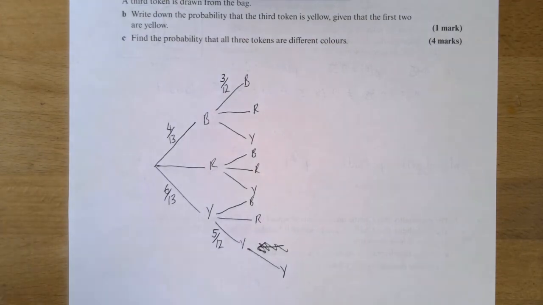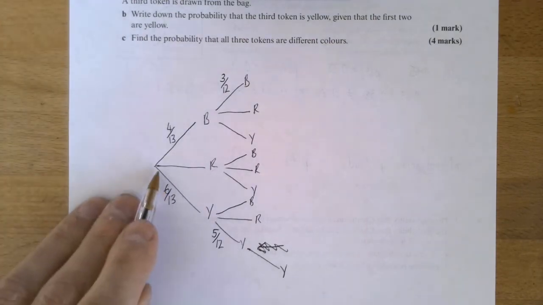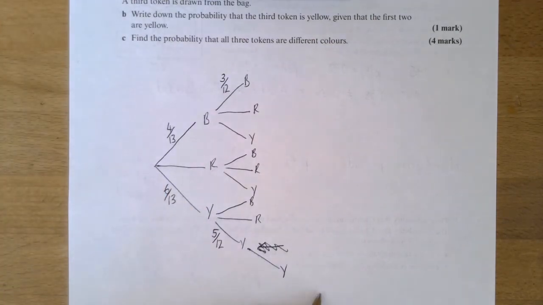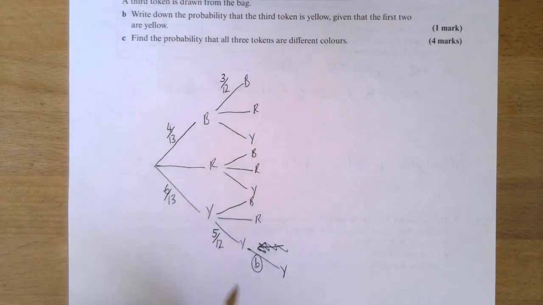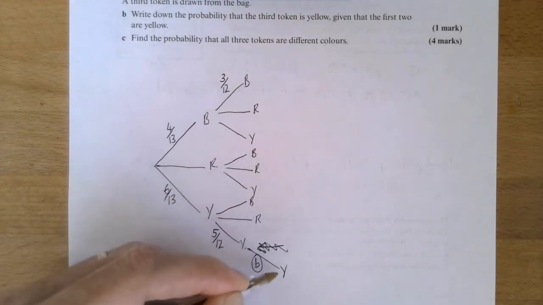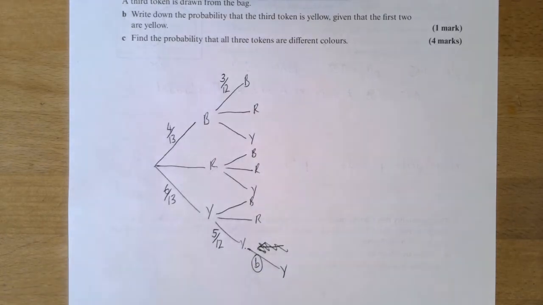So all they're asking for here in part B, not the probability of 3 yellows, it's not asking that. Part B just wants to know what's the probability there, that the third one is yellow, given that the first 2 are yellow. So they're saying, right, we're here, what's the probability of that branch there?